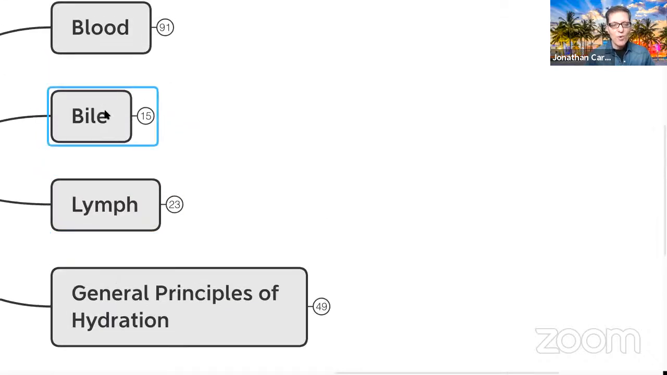Now, bile doesn't require that much issue with water, with hydration, but certainly lymph and blood are going to be very important.